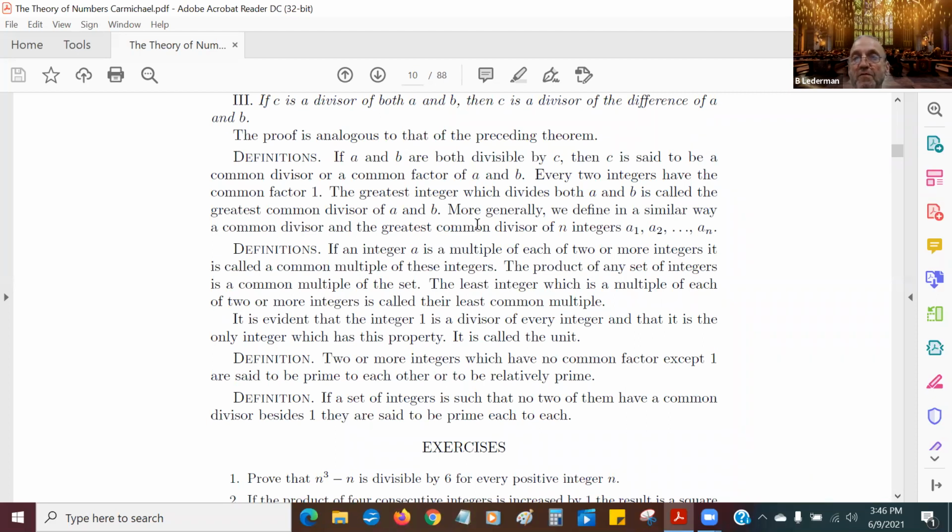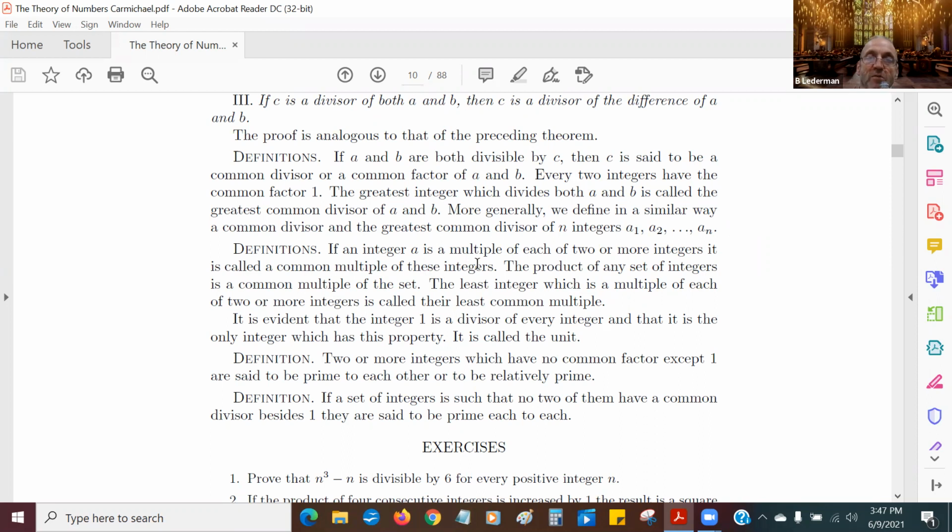F would be factor, D for divisor, but the same idea. More generally, we define in a similar way the greatest common divisor of n integers, a1, a2, ..., an. So this could be a1 is a number, a2 is a number, an. So you have n numbers here, and whatever the greatest common divisor of all of them is, you get the point. Okay, definition.